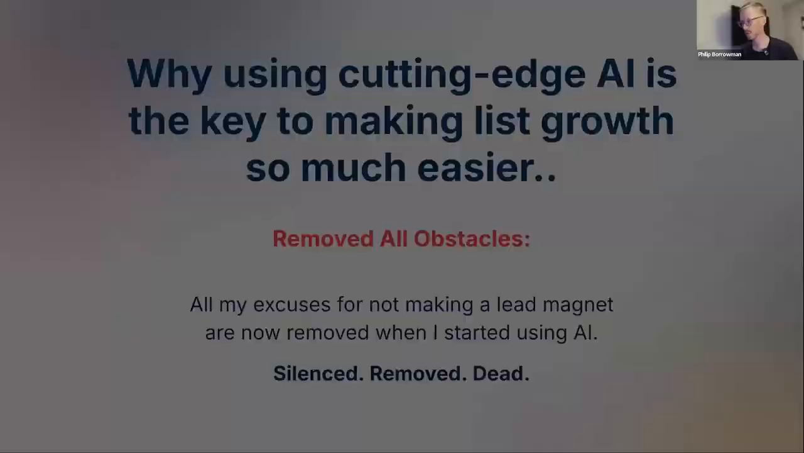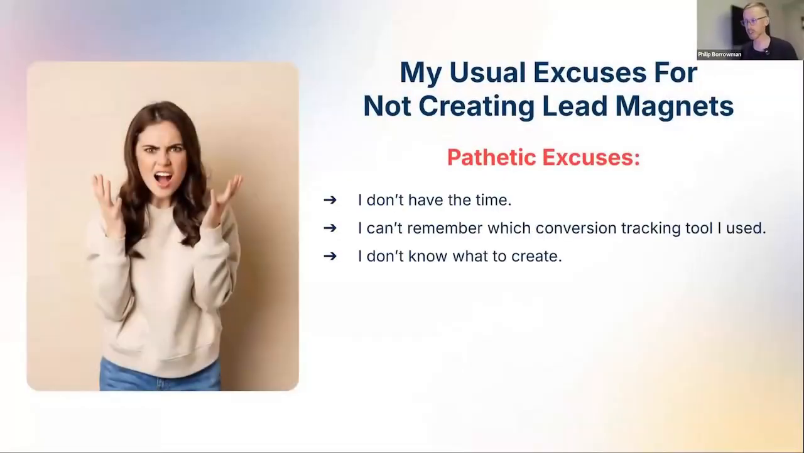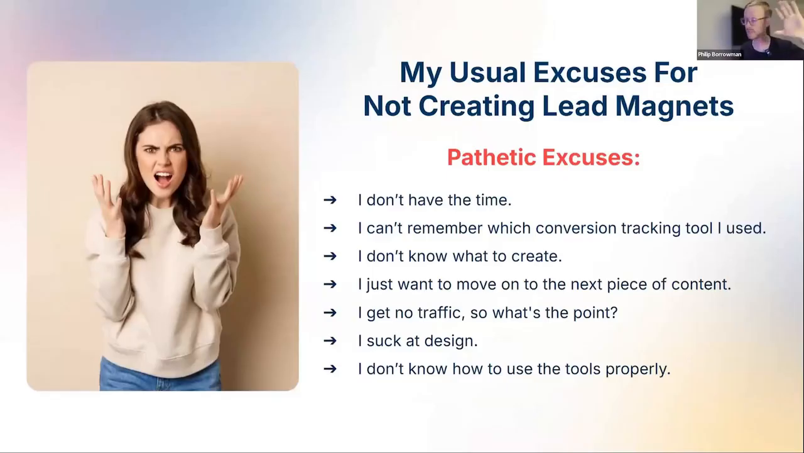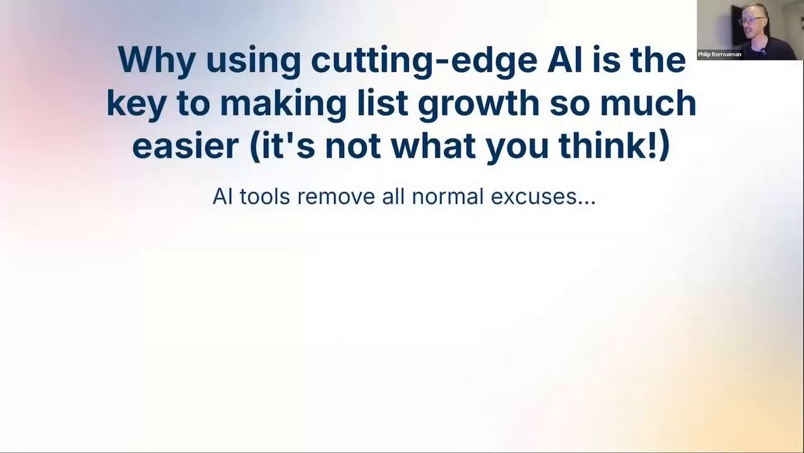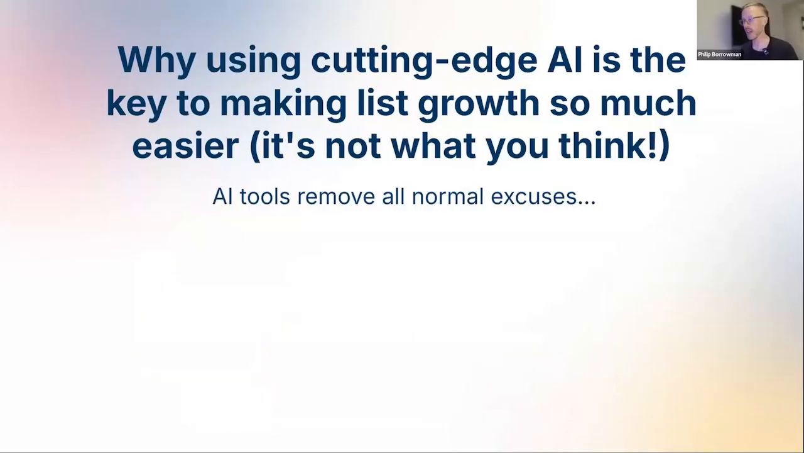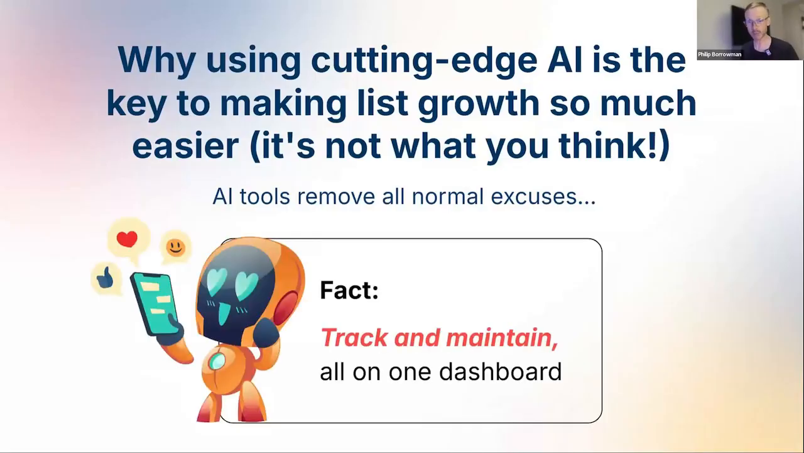It removes all your obstacles. All my excuses, I haven't got time, I can't be bothered, oh, I don't know where my tools are, all these excuses, you know what? It's just excuses. I make them all the time. I have done, but not anymore. The reason it removes all excuses is that with AI tools, you can create and update all your lead magnets on one dashboard. You can track and maintain them all on one dashboard, so you don't lose track of anything. It's fast, easy, convenient, and effortless in terms of enabling your list growth.